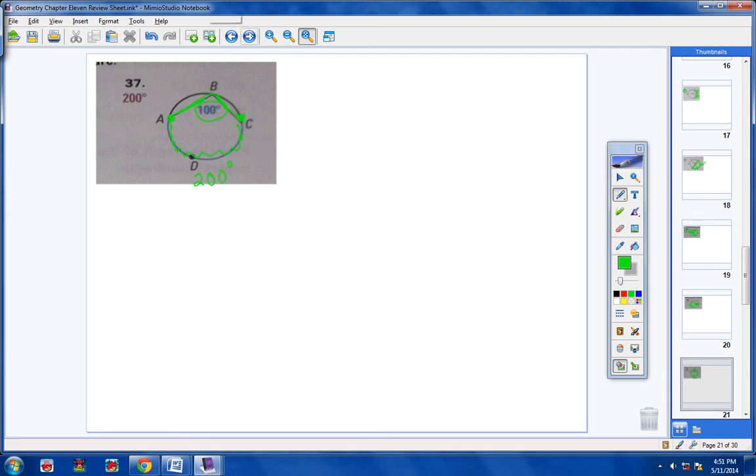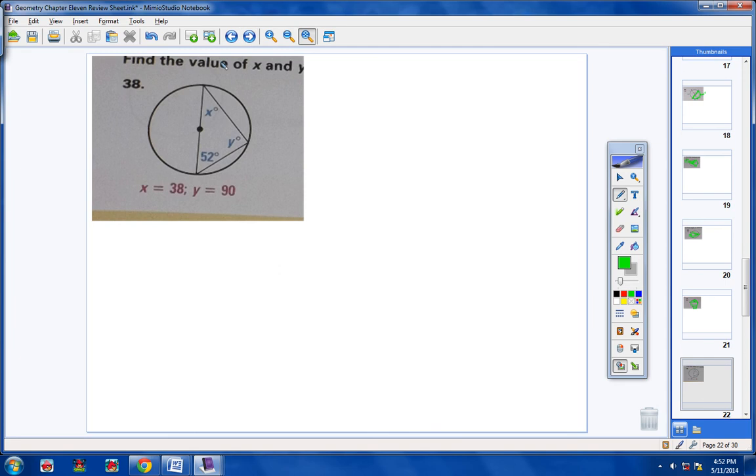Okay, moving on to numbers 38 through 40. Find the value of x and y. Okay, now listen to me very carefully. All right, number 38. We did learn a theorem that taught the following. If a triangle is inscribed within a circle, then the hypotenuse is going to be a diameter. Okay, let me say that again. If a triangle is inscribed in a circle and it's a right triangle, then the hypotenuse is a diameter of the circle. Now we also learned the opposite of that.